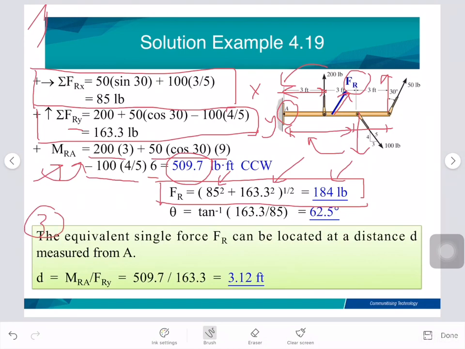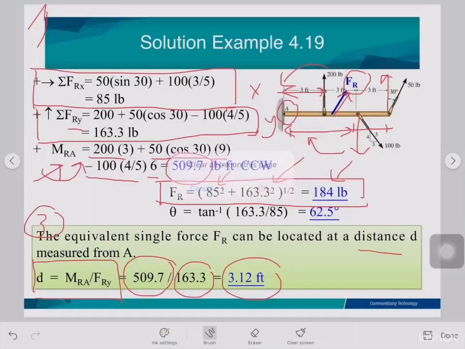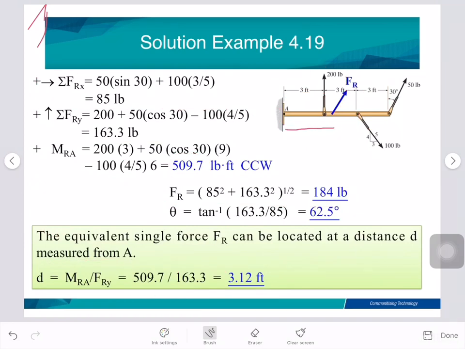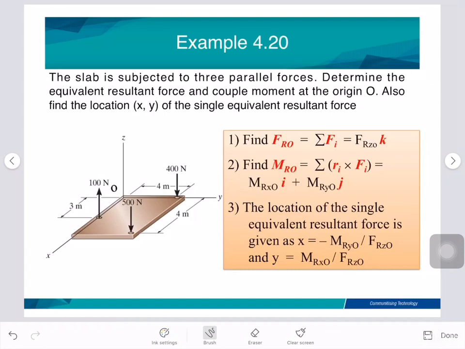Okay, so number 1 is settled, number 2 is settled, and this is number 3. So number 3 is to determine the distance D. So this is the equation, MRA over FRY. So this is the moment resultant and this is the force resultant in Y. So D is 3.12. Okay, so where is the D? So this is D. This is D that we need to define. Okay, understand? Okay. So we move to the next example.